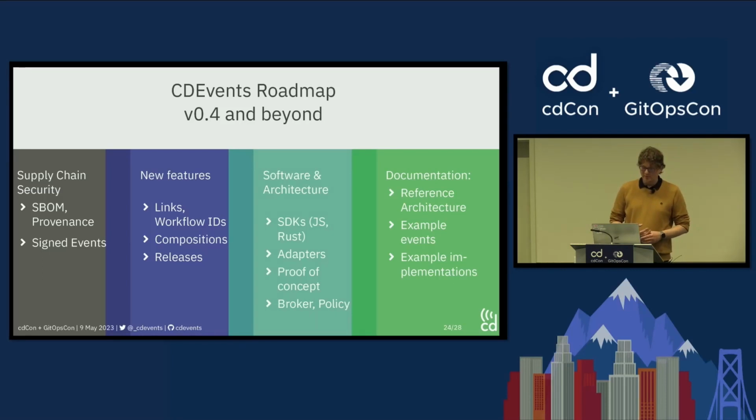So what are we going to do in terms of roadmap, what are we looking for in the future, for version 0.4 and beyond. We definitely want to work on more supply chain security type of features. Today we added the artifact signed type of event, but we want to be able to capture more information about artifacts and software supply chain security aspects, like SBOM, attestation, provenance, and that kind of information attached to events.